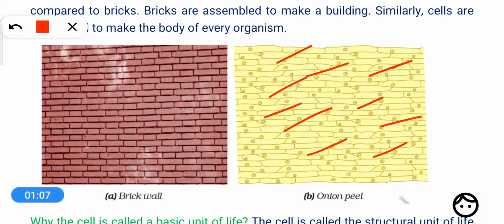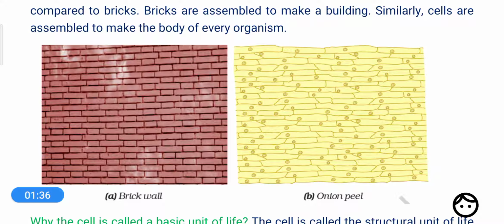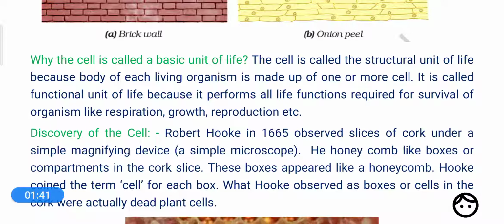So when you see an onion peel, a membrane of onion, under a microscope, you will see that it is made up of a very large number of small units. These small units are cells. So we can say that this is the structural unit of life, and the body of every living organism is made up of cells. Okay, now the question is, why is the cell called the basic unit of life?